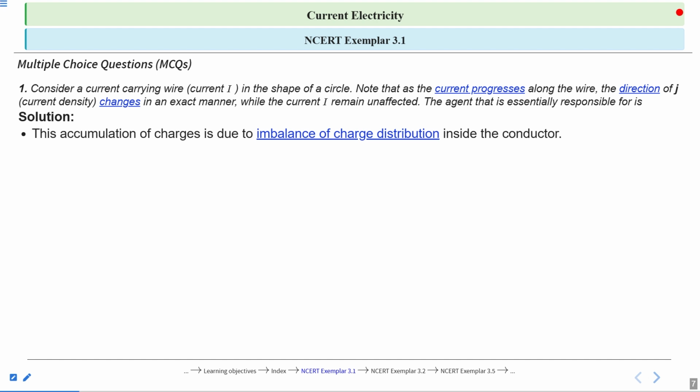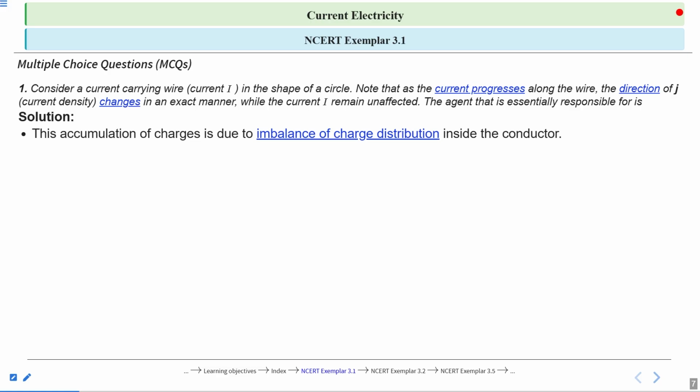So when the moving charges reach that corner, that end where the wire is being bent, at that corner there is a small imbalance of charge distribution, due to which some charges will get accumulated on the surface, due to which a local electric field gets generated. Local electric field, not throughout the conductor, only at that corner. So that electric field will result in a change in path of the current carriers, the moving electrons, due to which the direction of current will get changed.